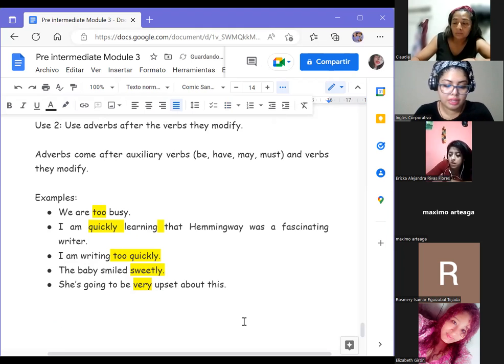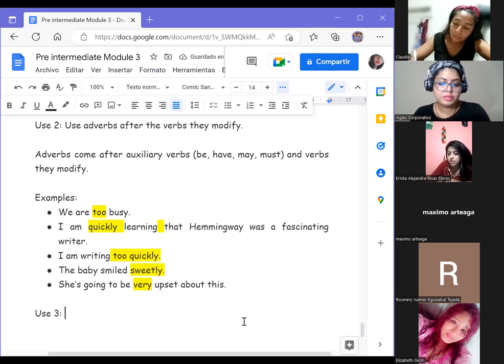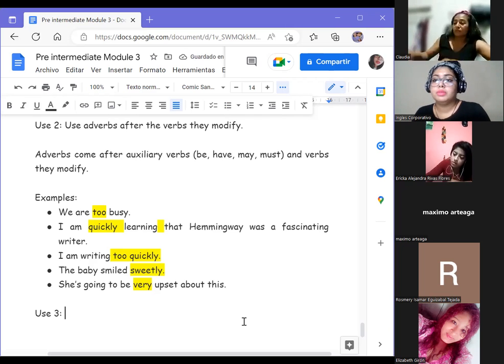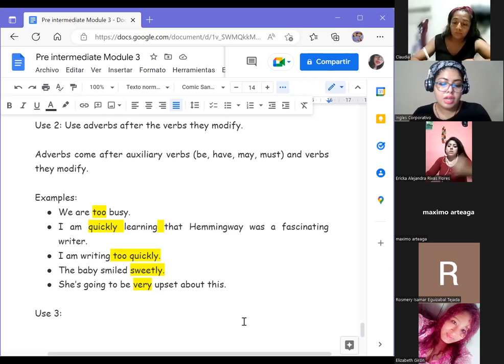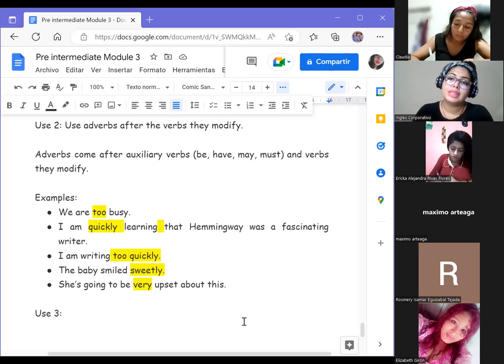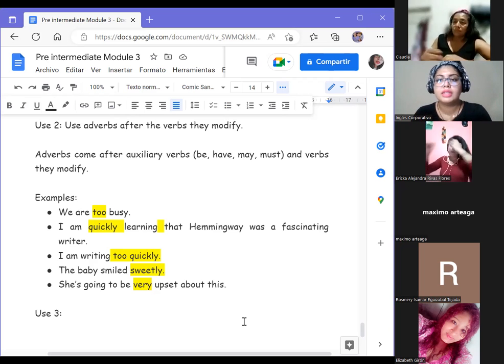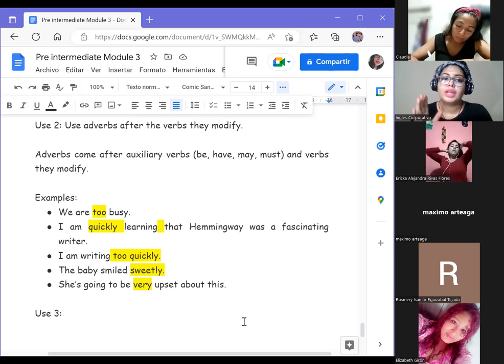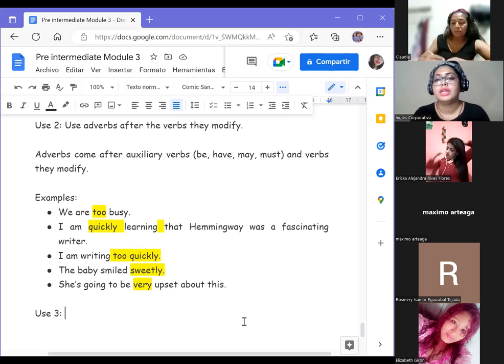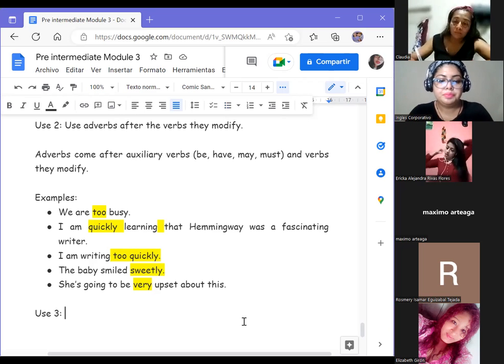Now we are going to see the use number 3. And it says, use focusing adverbs before verbs. In this case, vamos a utilizar focusing adverbs que van a ir antes del verbo. En este caso, sí van a ir antes, pero no es los mismos adverbs que ya estamos viendo, sino que son adverbs that are specifically for that place.